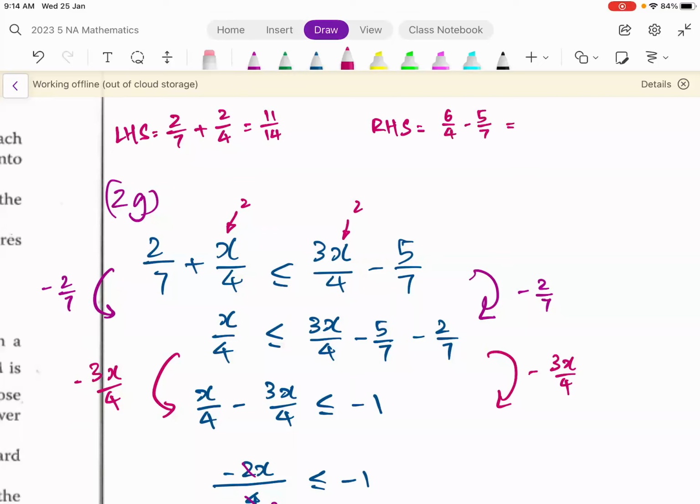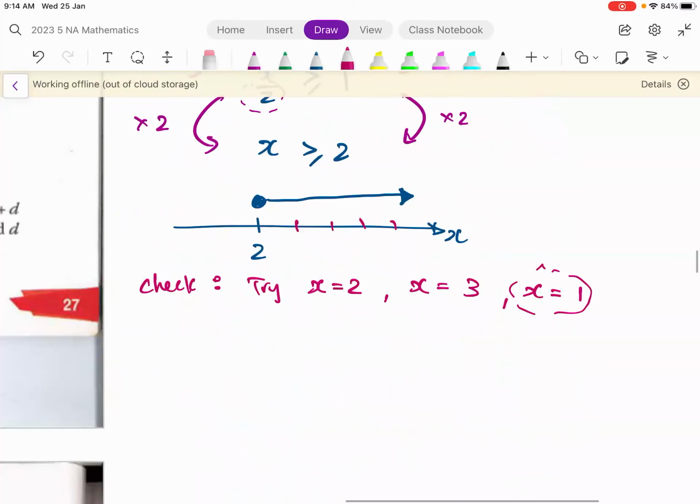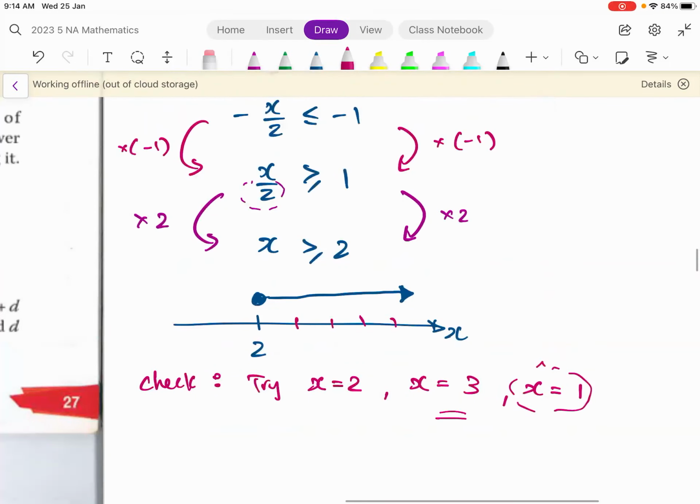11 over 14? Yes, right? 11 over 14. Are you surprised? No. You see, 11 over 14, 11 over 14. There is an equal sign here, isn't it? So now I'm telling you, x value of 2 works. It satisfies the inequality. So the next thing I wanted to try was x equals to 3. It should still work. Let me try it now.